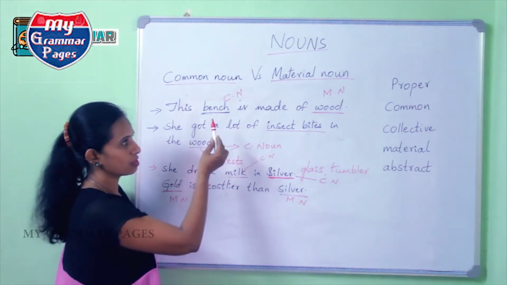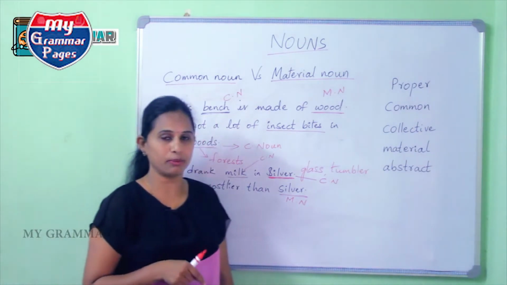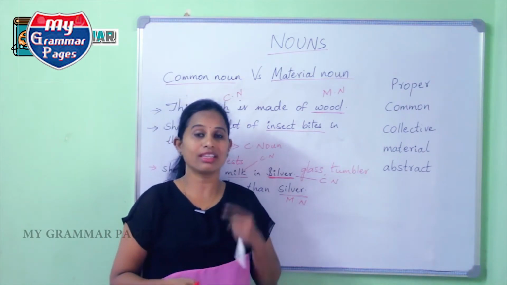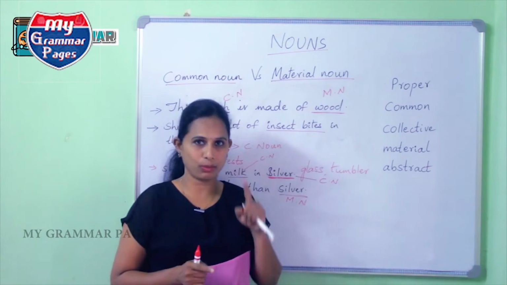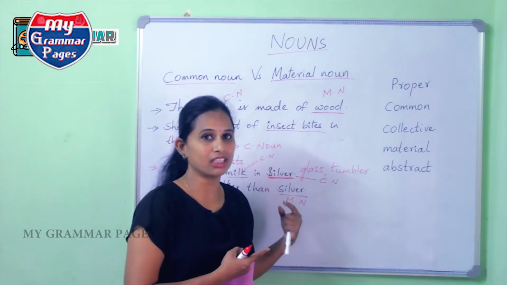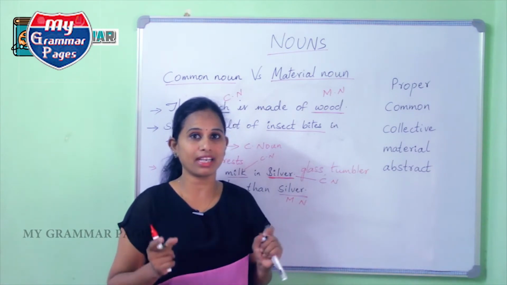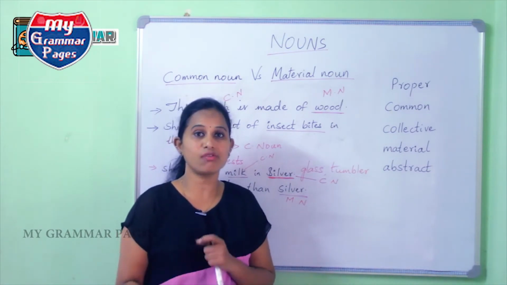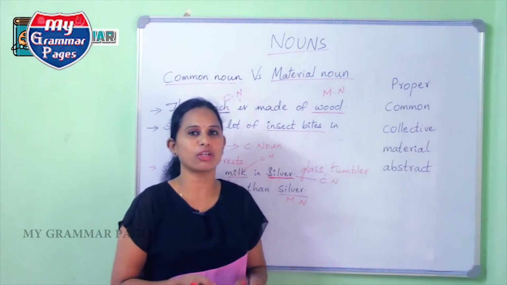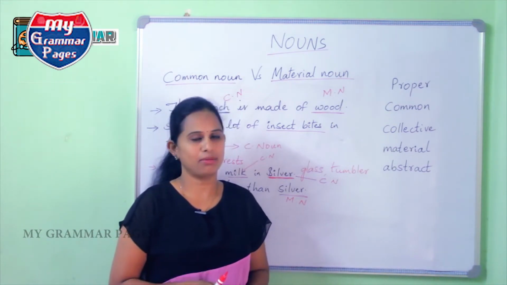So this is the difference, and we must be very careful between the common nouns and the material nouns. Mostly people have doubts about how they could differentiate between the common noun and the material noun. It's very easy to identify, but you should read the sentence very carefully and understand what kind of function it is doing in the sentence. Depending upon that, we can clearly differentiate between a common noun and a material noun.